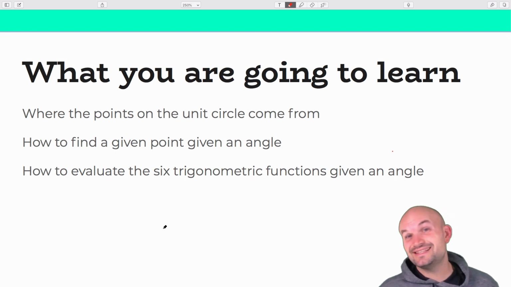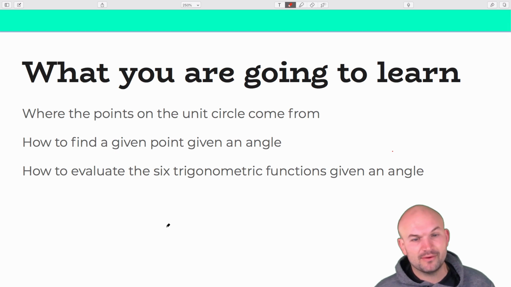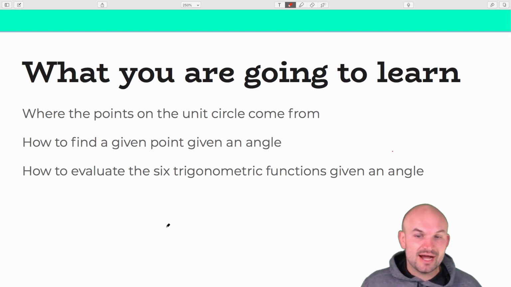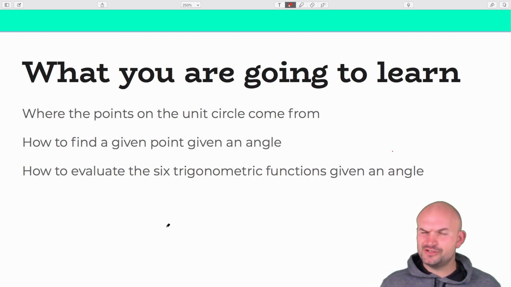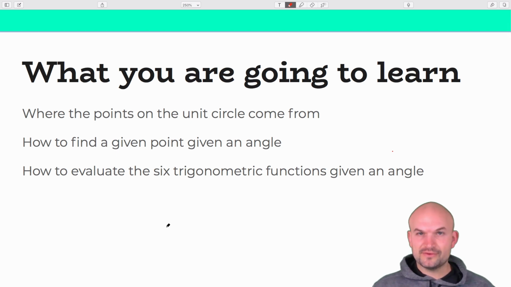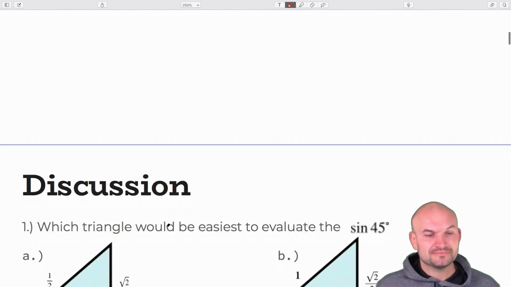So you can see here's the difference. Previously we always had to evaluate the 6 trig functions with a triangle. Now we're going to be using a circle, which kind of seems weird, but hopefully by the end of this lesson it will make a little sense to you.